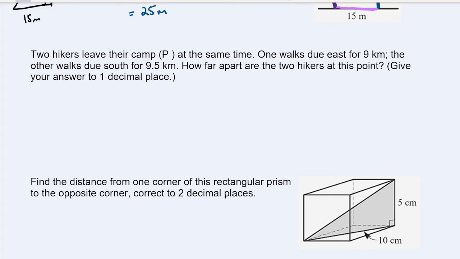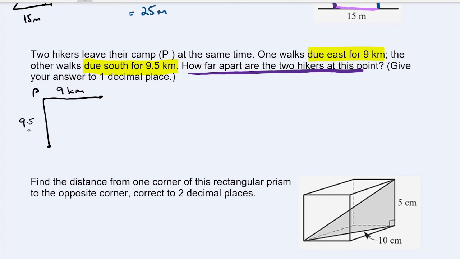In this one, we have two hikers leaving a camp, and that camp is at P, and they're leaving at the same time. One is walking due east for 9 kilometers, and the other walks due south for 9.5. How far apart are they at that point? So we want to know how far apart they are. We know that one has gone due east for 9 k's and one's gone due south for 9.5. So if we draw that triangle, there's our point P. Here's our first guy, he's walked out to this point, that's 9 kilometers. Our other fella, he's gone down to this point, that's 9.5 kilometers, and this is the distance we want to know.